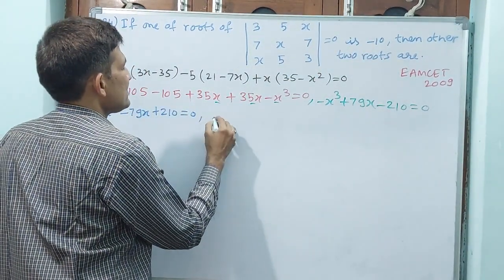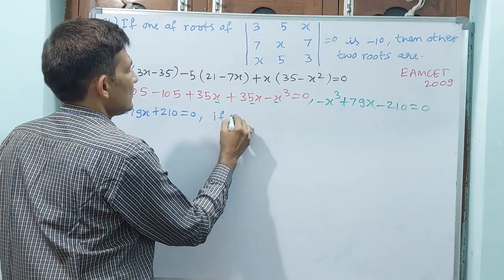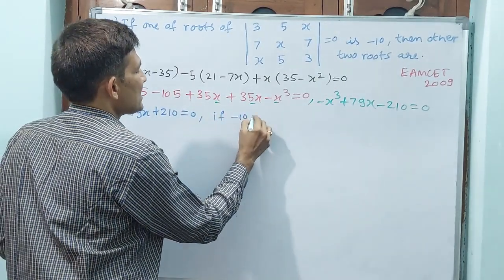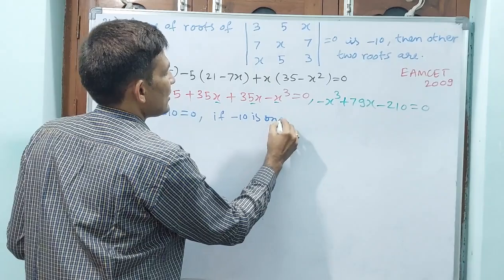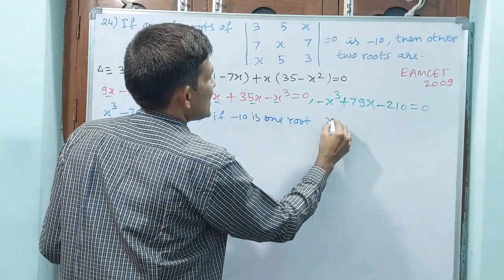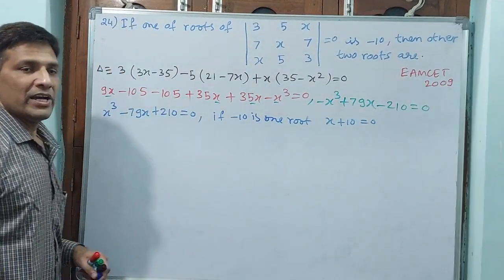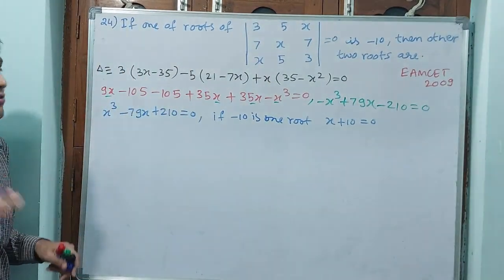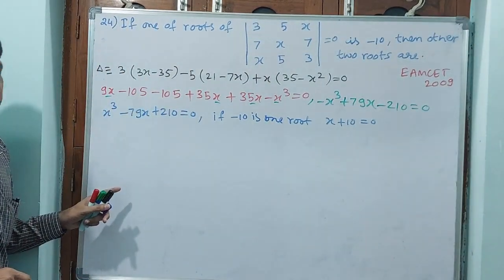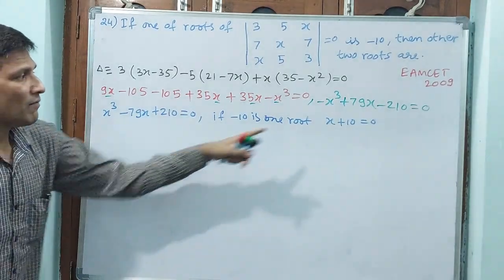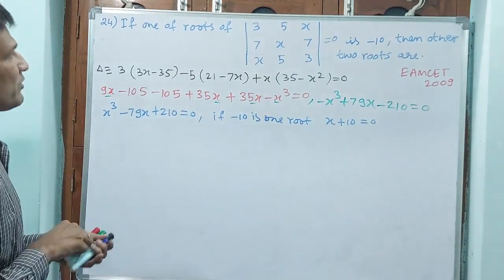If minus 10 is one root, then x plus 10 equal to 0, so x is equal to minus 10 will come. Now for the remaining two roots, what I do is divide this equation by x plus 10, that's all. Okay, let me do it.